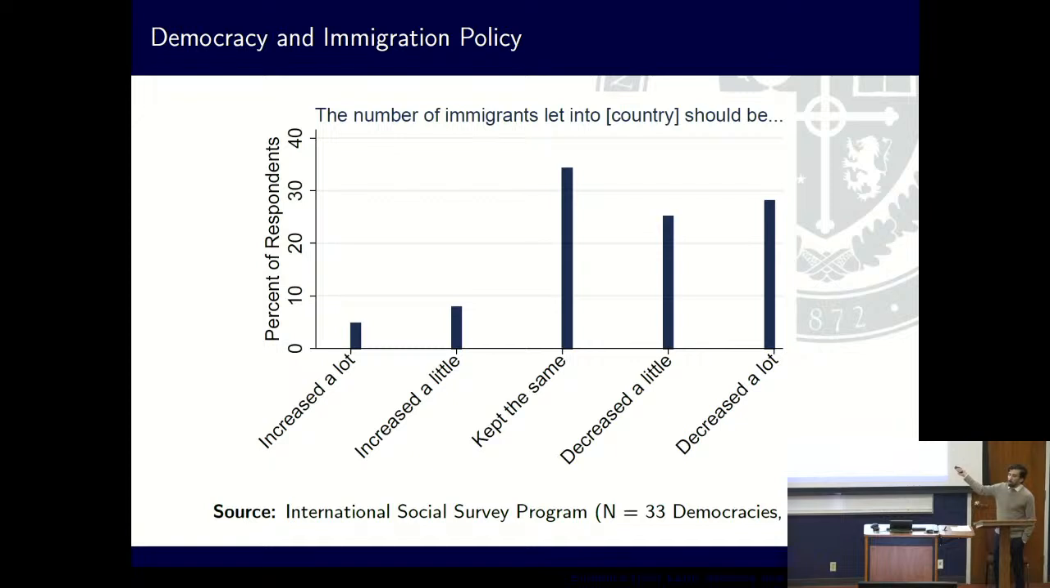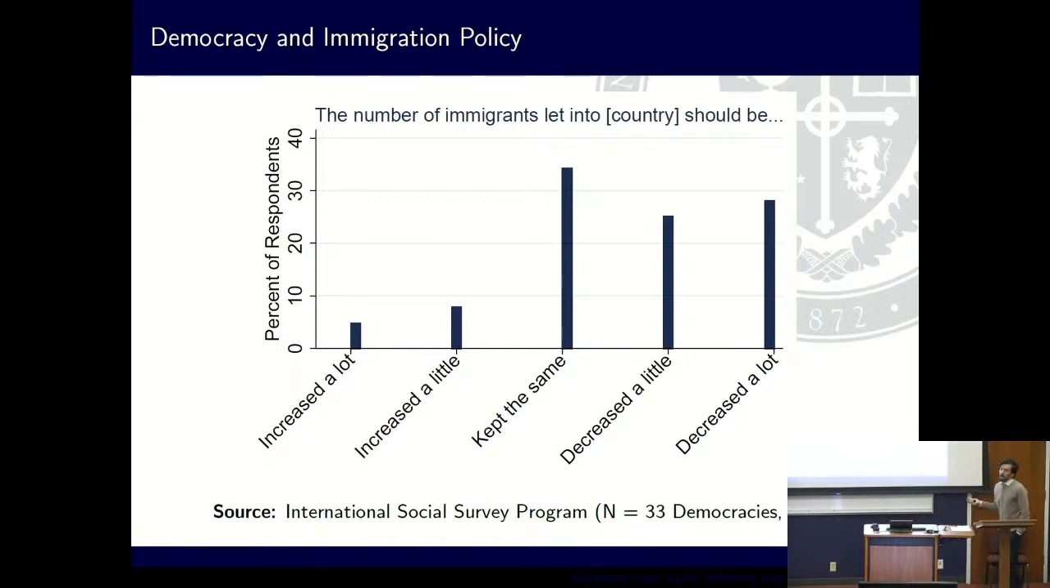It's asking the question, what do you think the number of immigrants should be? Or how many immigrants should you let into the country? Increased, decreased, or kept the same? And there's two things to note here. The first is the modal category is most people want to keep the status quo. Most people want to keep borders the same. And that is not an endorsement of open borders, because the advanced industrial democracies of today have very restrictive immigration policies. And it looks like voters are okay with that for the most part.